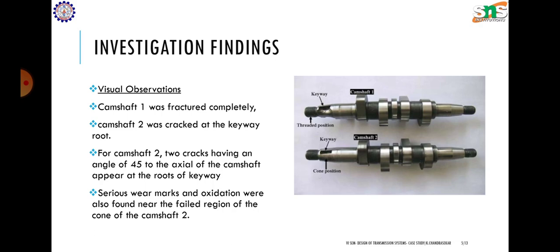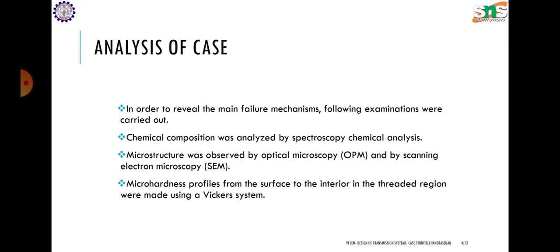These are the examinations conducted. So what are they? One is chemical composition analysis, then microstructure analysis, then microhardness analysis. These three things are considered.